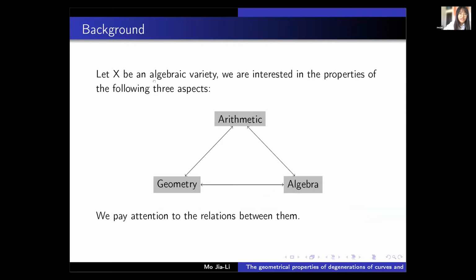Let X be an algebraic variety. We are interested in the properties of the following 3 aspects. They are geometric, arithmetic, and algebraic properties, respectively. As the picture shows, the properties of these 3 aspects are closely related. We pay attention to the relations between them.